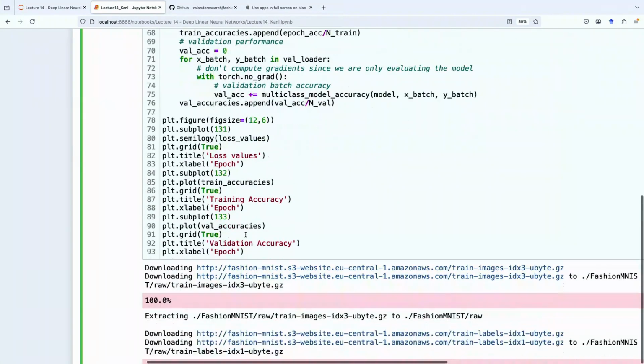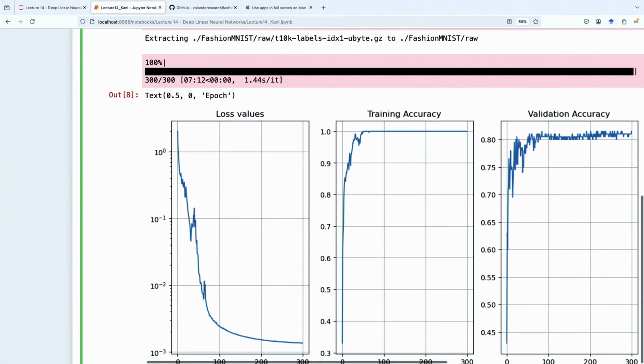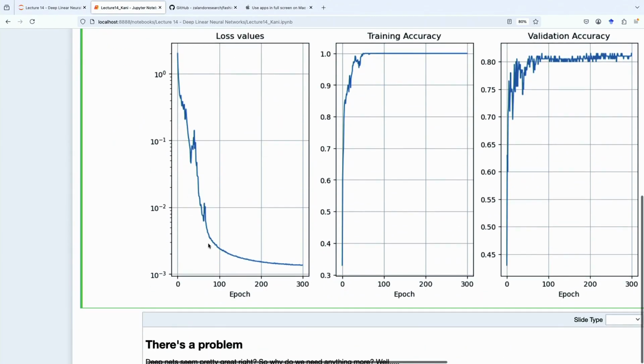And so if we run through this, we get a significant decrease in our loss. Our loss starts out at 2, which is pretty high, and it ends around 0.0015-ish. And then our training accuracy goes from 34% to almost 100%, as does our validation accuracy, which goes to above 80. So it works pretty well, right?